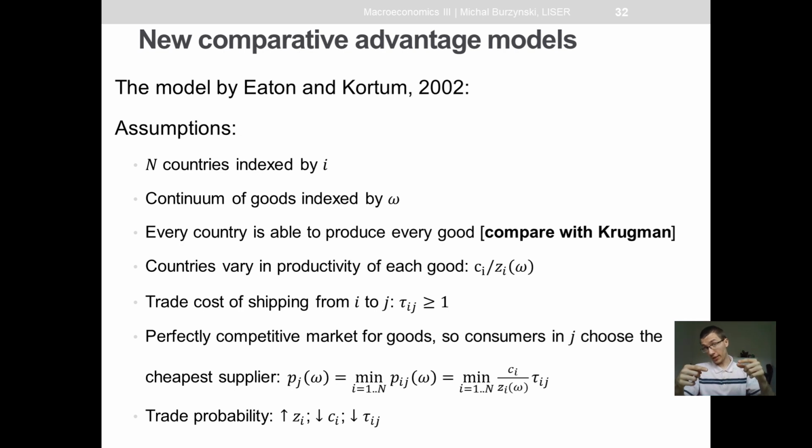So if you are interested in those topics in international trade, in international economics, I really advise you to read about those new comparative advantage trade models, which come from this particular paper by Eaton and Kortum.